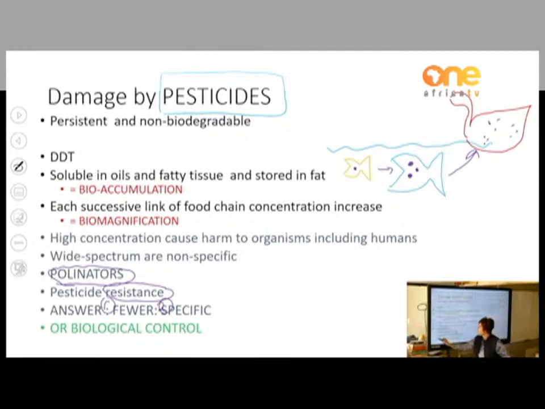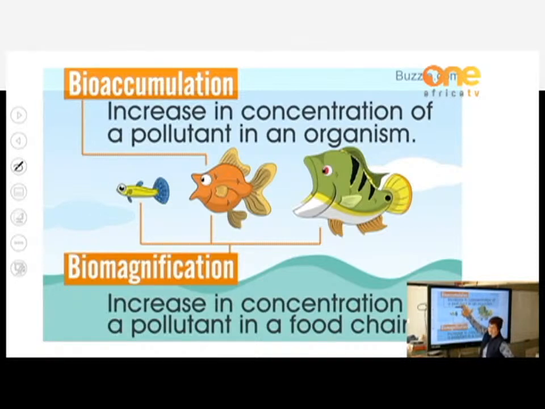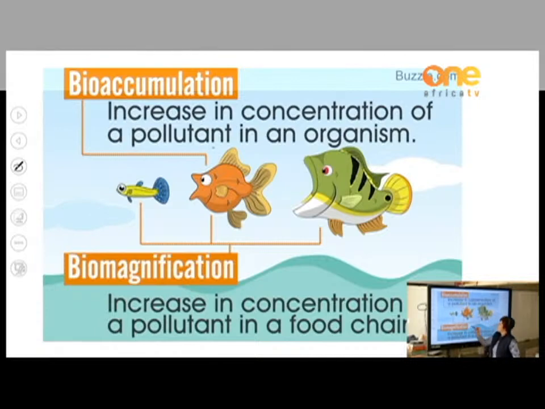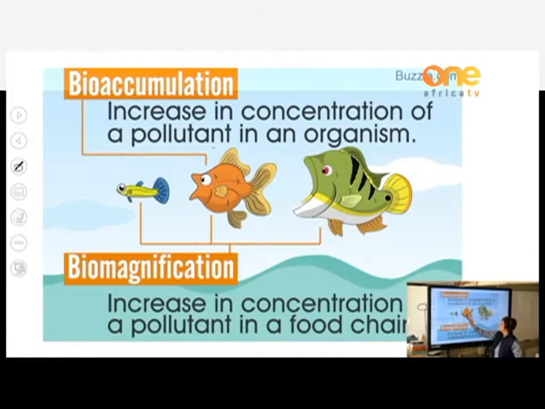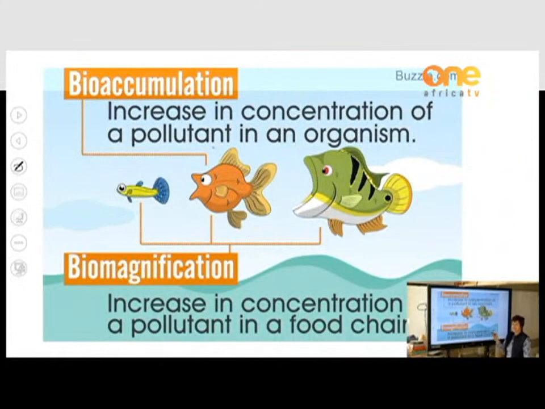But we can also use biological control. And that brings us to our next topic. But before that, let's quickly look at bioaccumulation, increase in the concentrations of pollutants in an organism. In that organism, it increases, bioaccumulating, building up. But if that building up influences the successive food chain, eventually we have biomagnification, increase in the concentration of a pollutant in a food chain. Please close your eyes and see if you can repeat it.